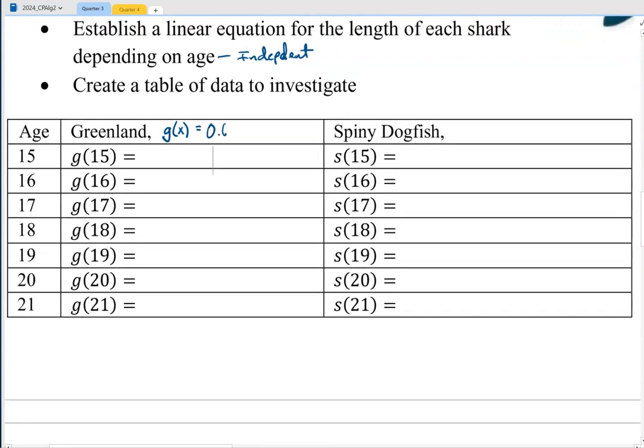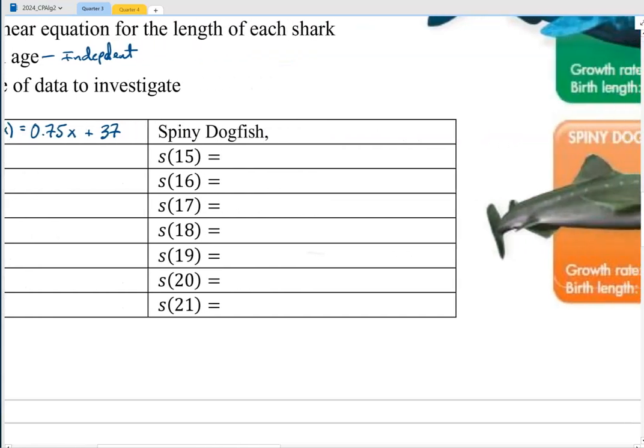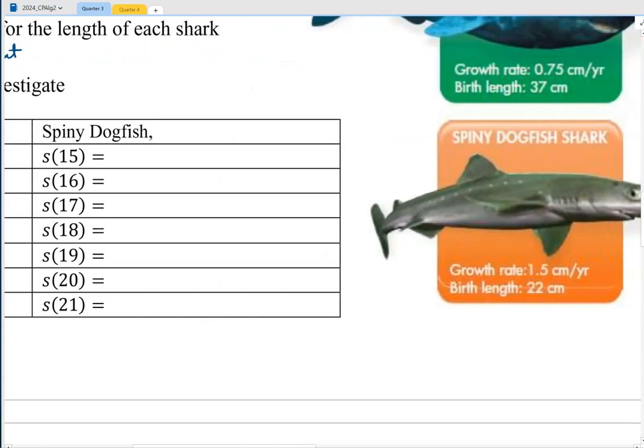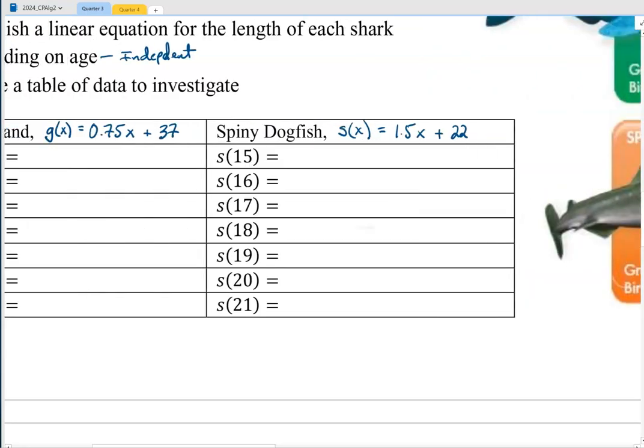So we can call this 0.75 times x. So that's 0.75 centimeters times the number of years that it's alive, plus the 37 centimeters that it started with. For the spiny dogfish, something similar. I'll use s for the name of this equation. S is dependent upon the letter x. We have a growth rate of 1.5 centimeters per year plus an initial length of 22 centimeters.